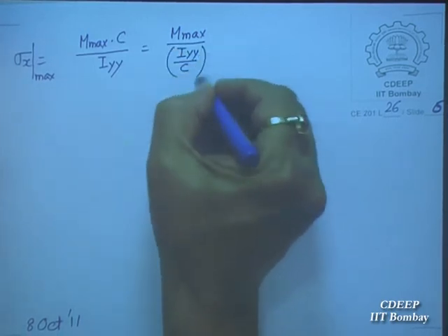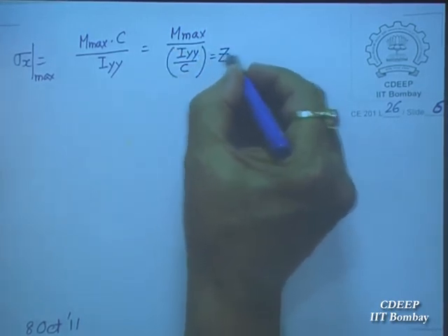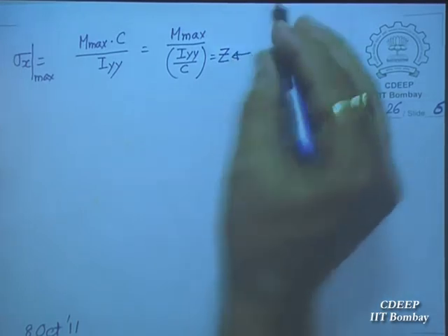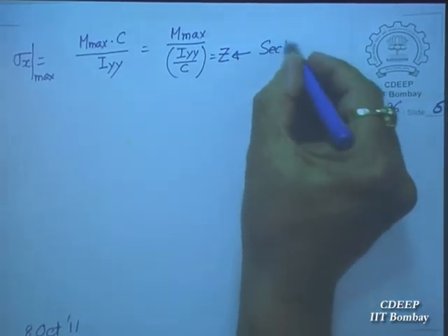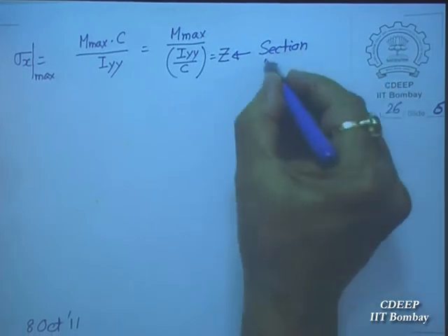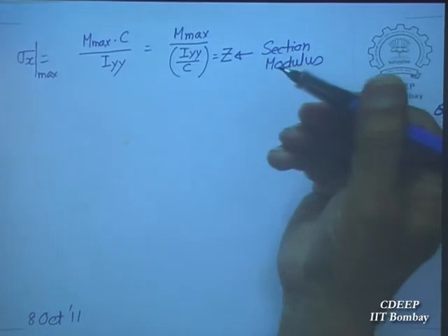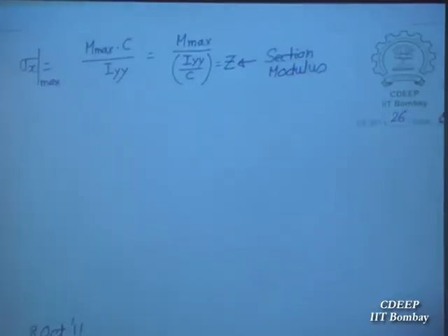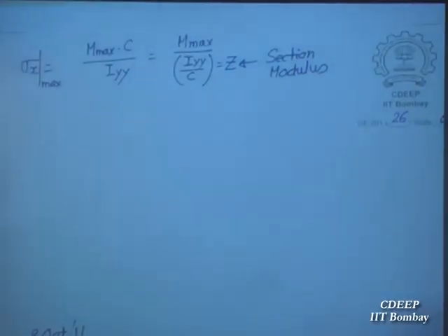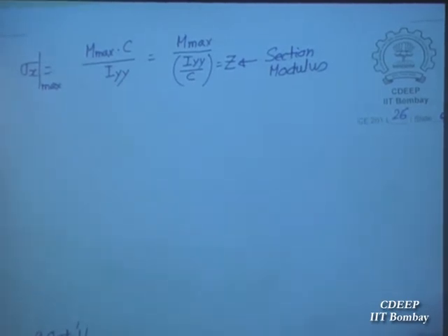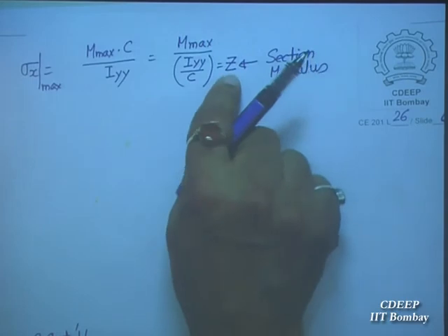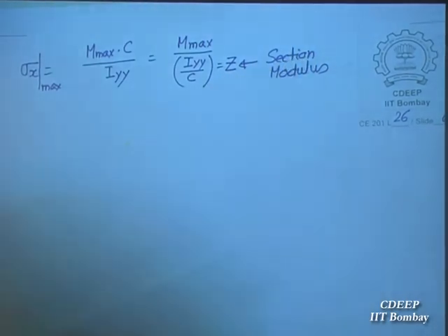is called section modulus, and it is denoted by the letter Z. Section modulus is a fixed quantity for a given cross section: moment of inertia divided by c, where c means h by 2 maximum. For all the steel sections, these are tabulated in the steel handbook.